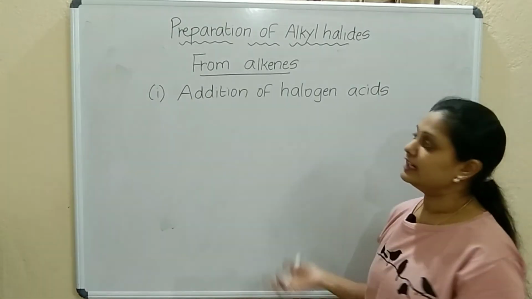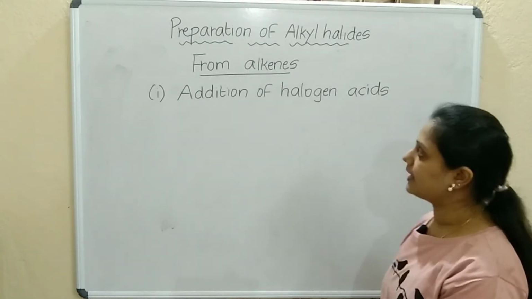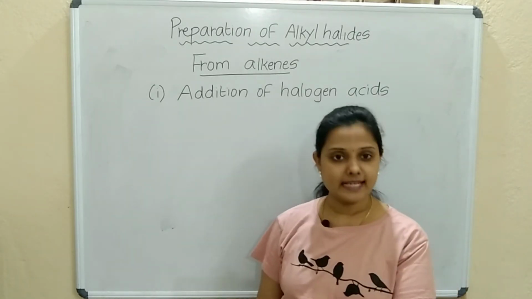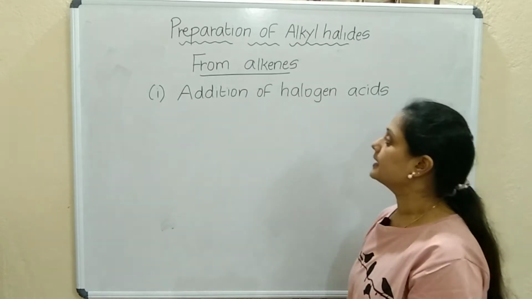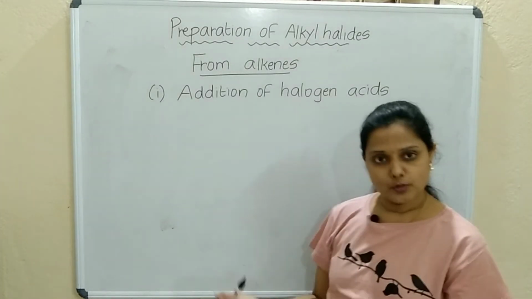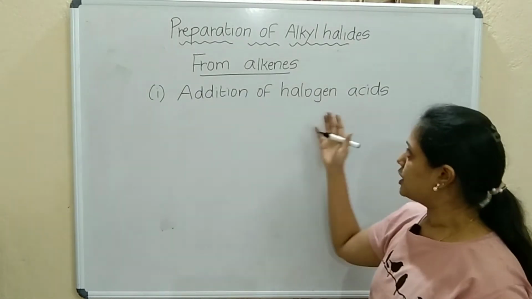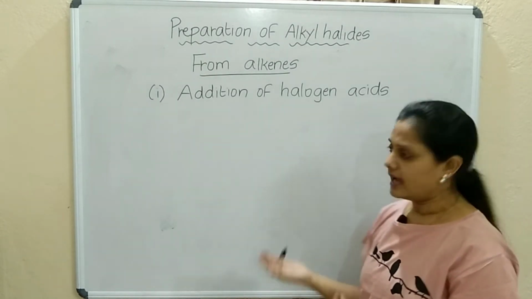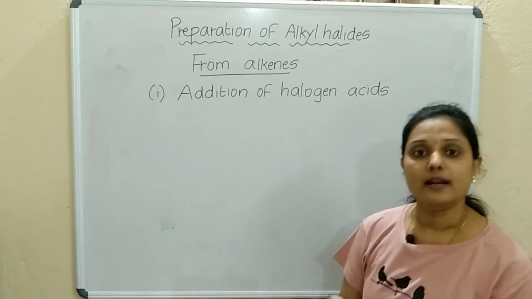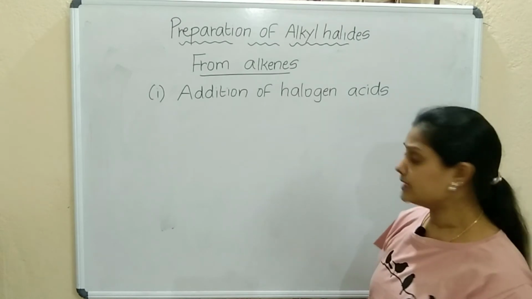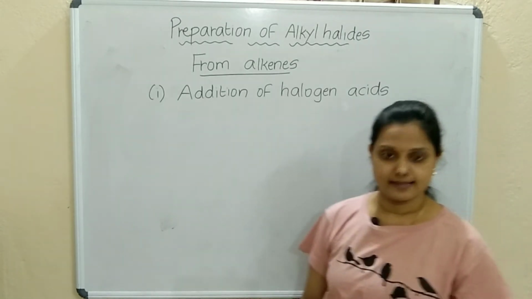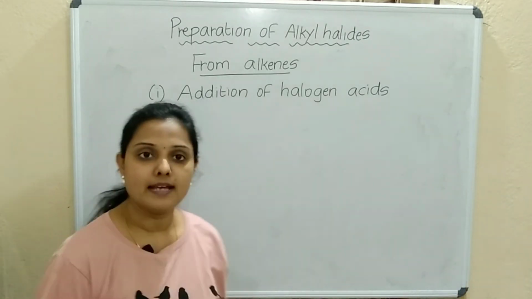Let's discuss the next preparation of alkyl halides, that is from alkenes, a double bond, correct? So here again there are two preparations. One is addition of halogen acids and one more is addition of halogens. So let's check this one first. Addition of halogen acids. What do you mean by halogen acid?